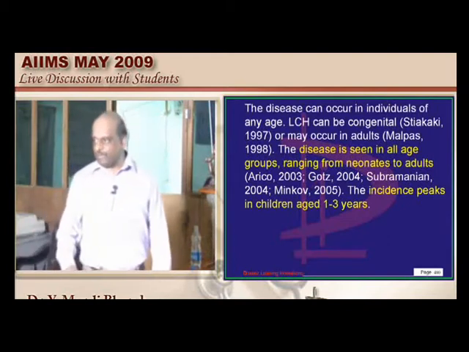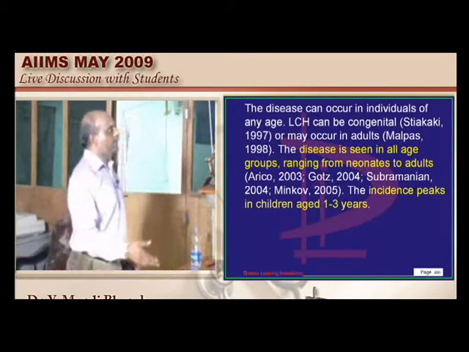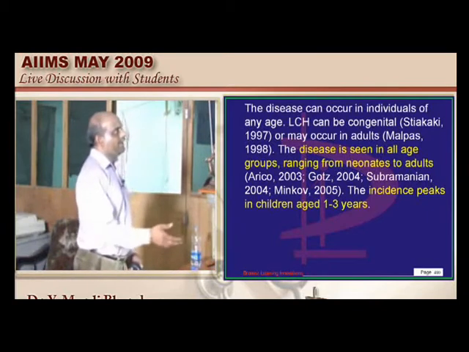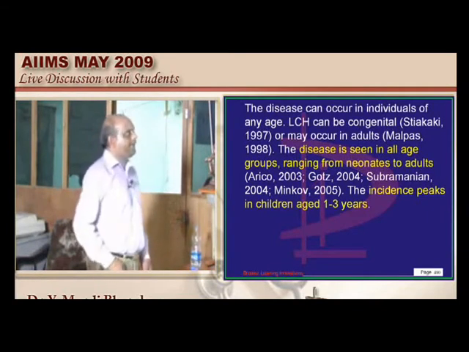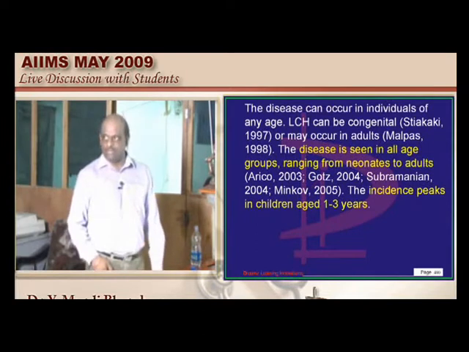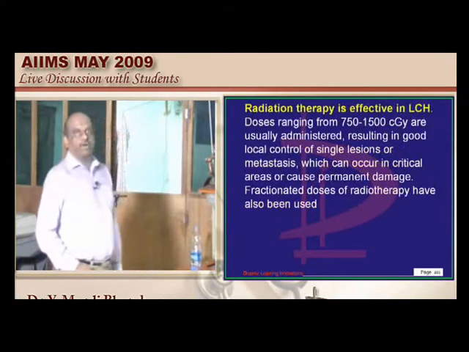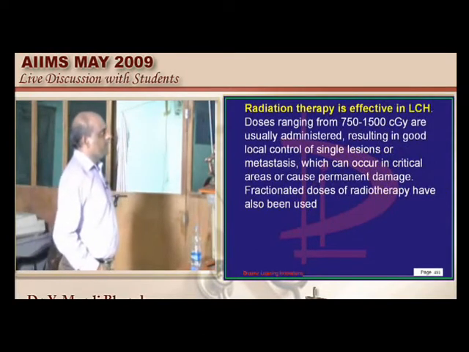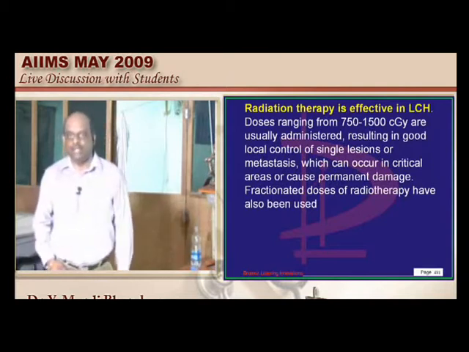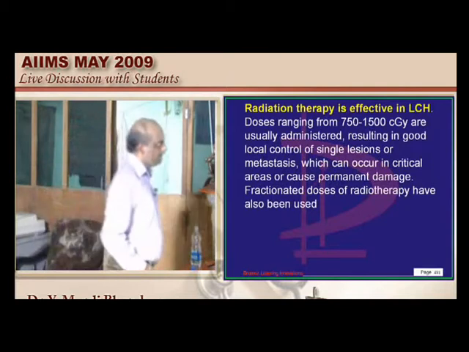Disseminated form is Letterer-Siwe, and most common at what age group, doctor? Generally it is found from neonates to adults, but the peak age is between 1 to 3 years, and there is a very good response to radiotherapy, which needs to be remembered. Then option D, which you are telling, is the correct answer.